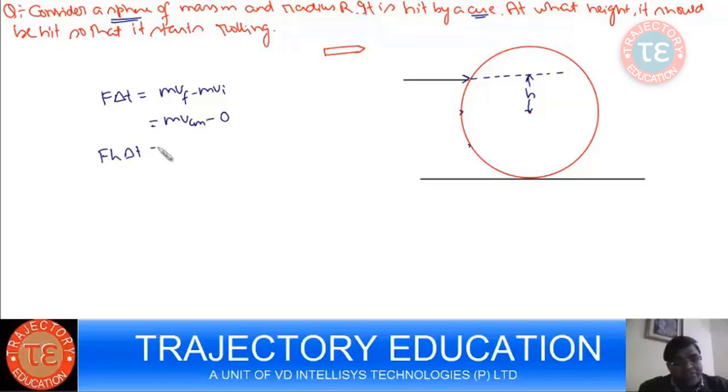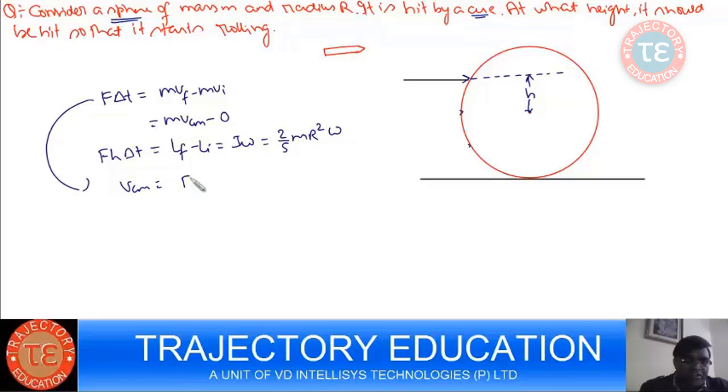It's also going to create an impulsive torque, F h. The angular impulse created is tau dt, so F h into delta t, and that's going to produce a change in angular momentum, that is I omega, and I is 2 by 5 m r square. So we find from this equation that VCM created is F delta t upon m, and omega created is 5 F h delta t upon 2 m r.